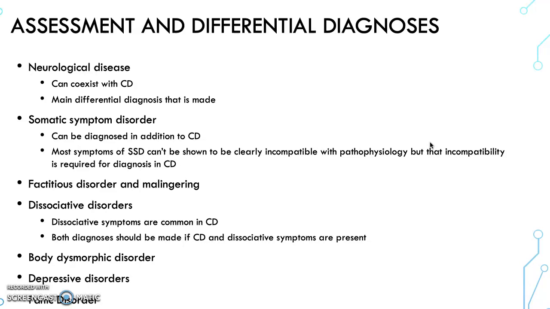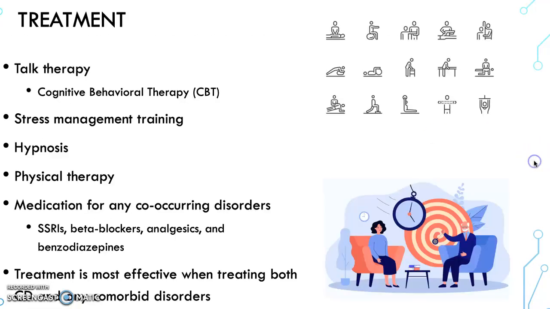And then there's factitious disorder and malingering, and malingering just means the falsification or profound exaggeration of illness, mental or physical, to gain external benefits such as avoiding work or responsibility, getting drugs, getting attention, getting off of school or work, or just any other reason. And then there's also dissociative disorders, and dissociative symptoms are very common in conversion disorder, and both diagnoses should be made if conversion disorder and dissociative symptoms are present. There's also body dysmorphic disorder, depressive disorders, and panic disorder.